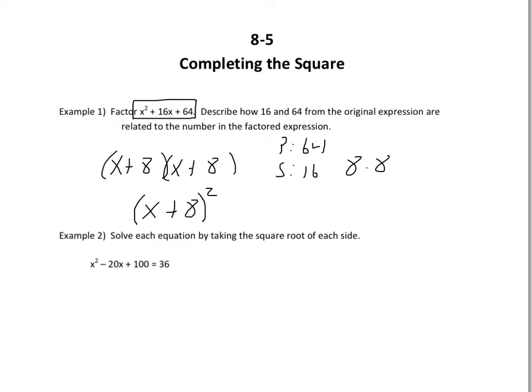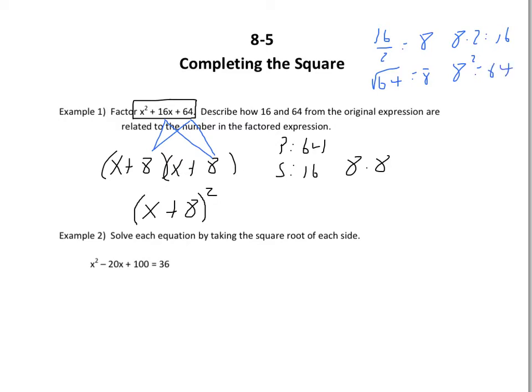But the question at hand is, how does the 8 relate to the 64 and the 16? How do they relate to each other? And some basic observations are that 16 divided by 2 is equal to 8. Or, if you want to write it this way, you can: 8 times 2 is 16. The square root of 64 is 8. Or in other words, 8 squared is 64.